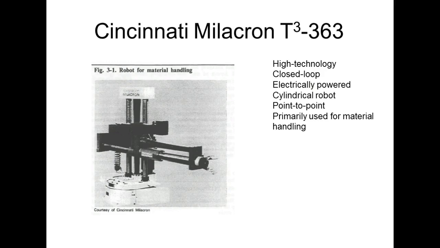It looks like it has an axis. Yeah, it looks like it has a bottom. But this definitely would not be a spherical because they don't have a tilt to it, right? To be a spherical, you've got to have at least one vertical axis, rotary axis. Yeah, I think it does. Yeah, you're right. So this would be a high technology closed loop electric power cylindrical robot. It says point to point, primarily used in material handling. So this is the way we would classify the robot.